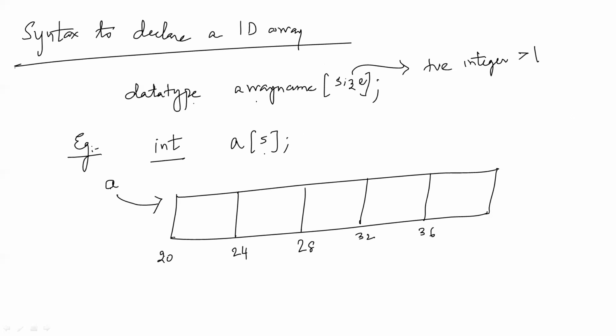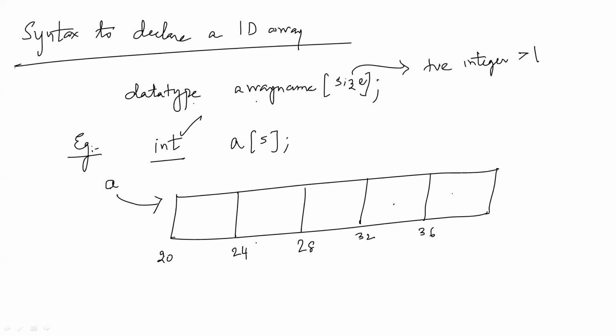So I am saying A of 5, 5 blocks of memory are allocated. Every block size is dependent upon the size of the data type. So here, because we are working in Windows environment, we are saying integer size is 4 bytes. So first block, 4 bytes, second block, 4 bytes, third block, 4 bytes, fourth block, 4 bytes, and fifth block is 4 bytes.